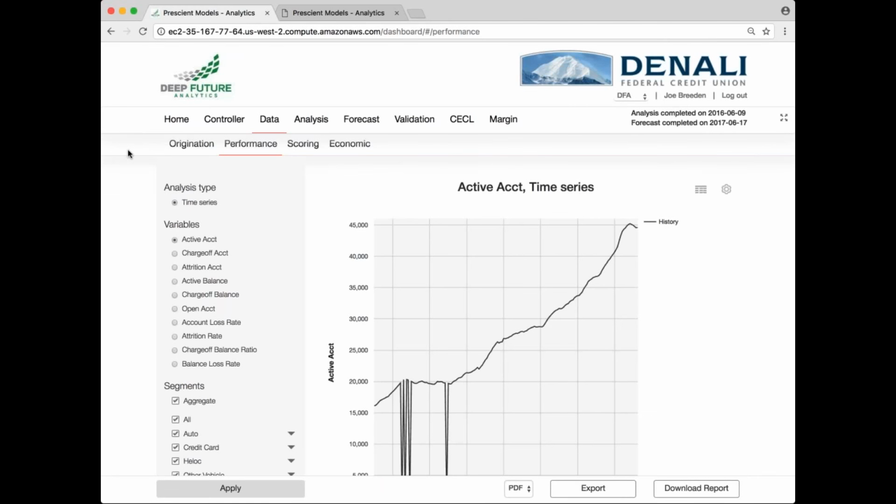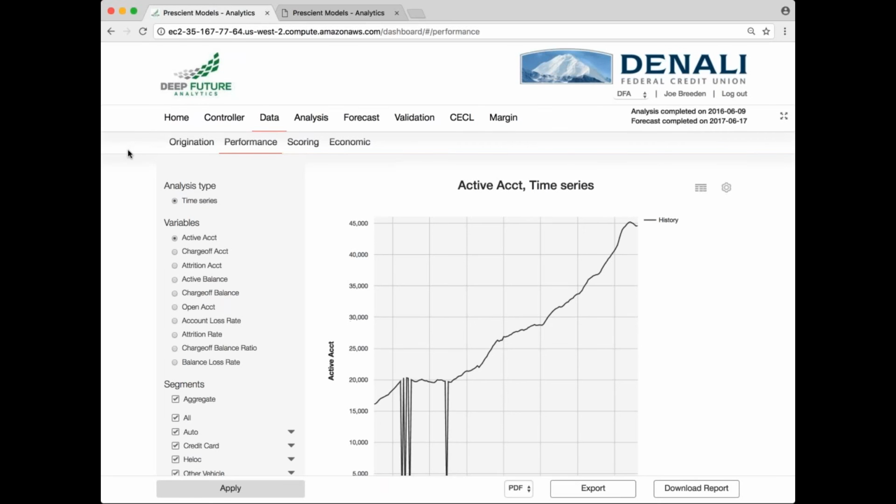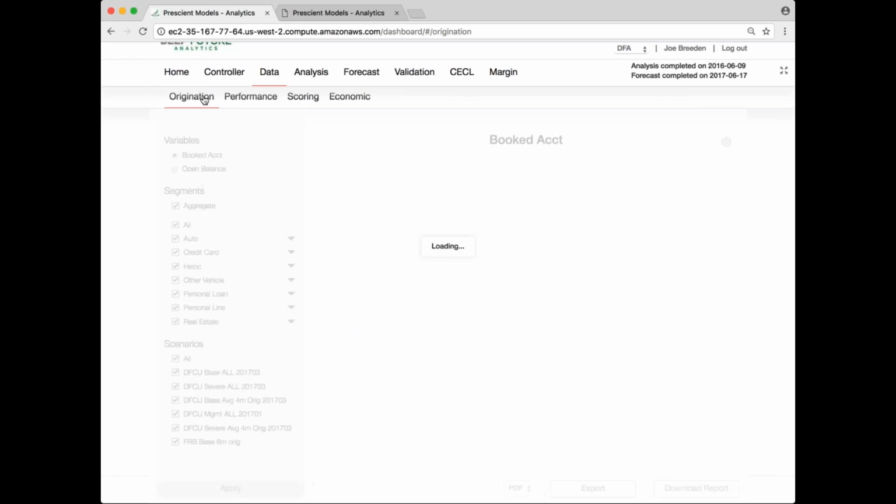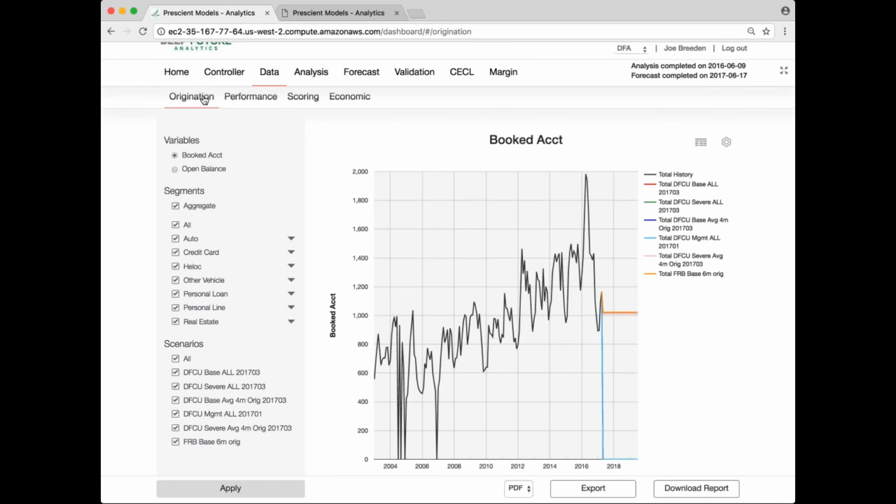The data is divided between origination information, performance information, scoring, and economics. So for origination, I can look here at total origination volume for Denali. You can see some of their scenarios. They have a 6-month average, and they have no new originations as the origination scenarios.